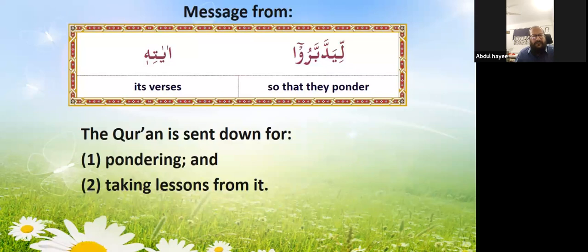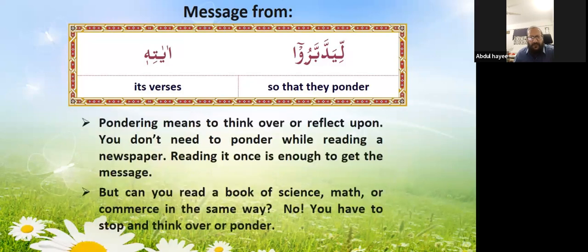What does it mean by this ayah? The Quran is sent down for pondering and taking lessons from it. So these are the two important things we have to do. We have to ponder in all ayahs and verses and take the lesson from them. Pondering means to think over or reflect upon. You don't need to ponder while reading a newspaper. Reading it once is enough to get the message.